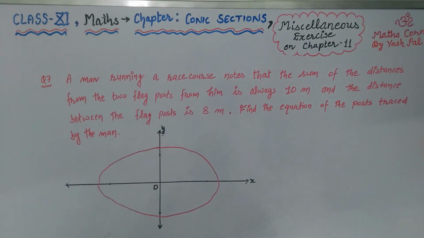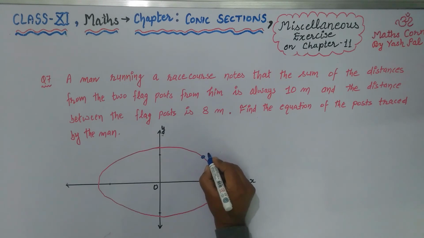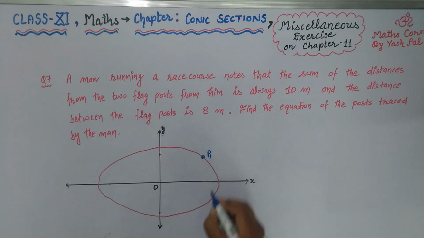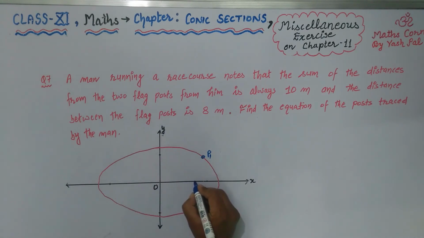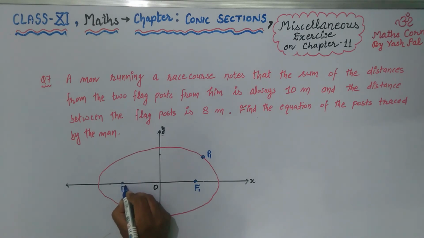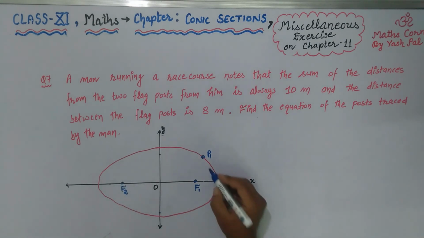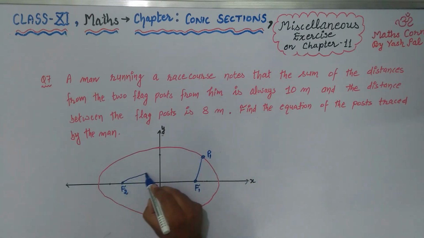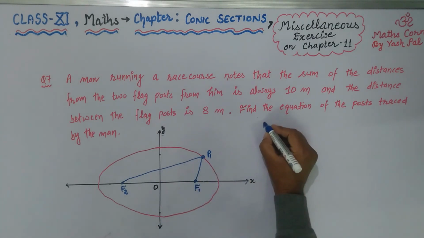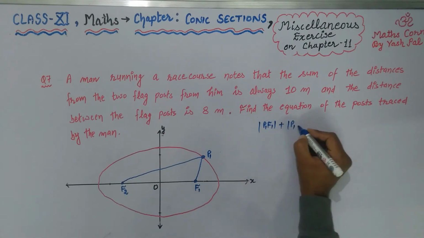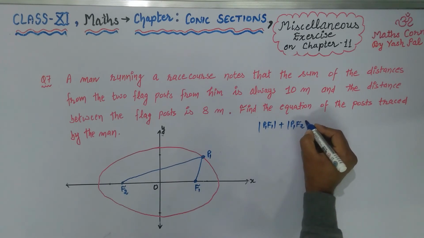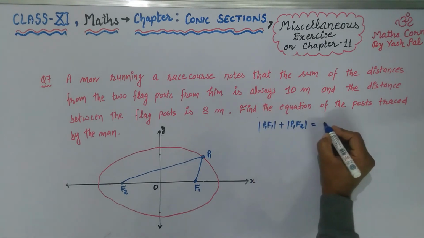What is the definition of the ellipse? If P is any moving point on the ellipse, suppose this is P1, and the two flag posts, suppose this is F1, the focus, and this is F2, the second focus. Then the distance P1 to F1 plus P1 to F2 is 10 meters.